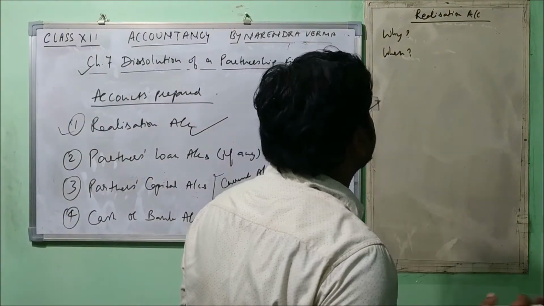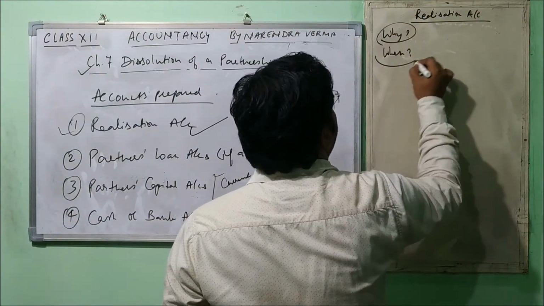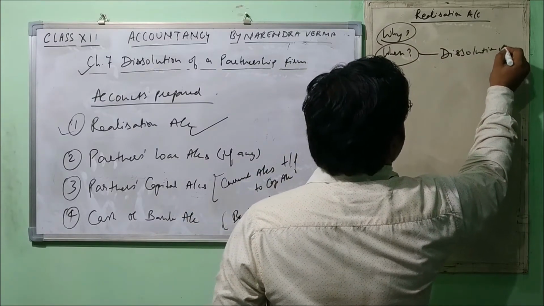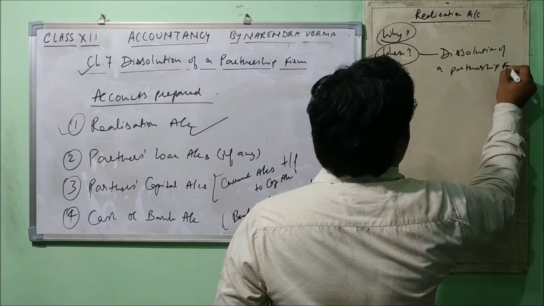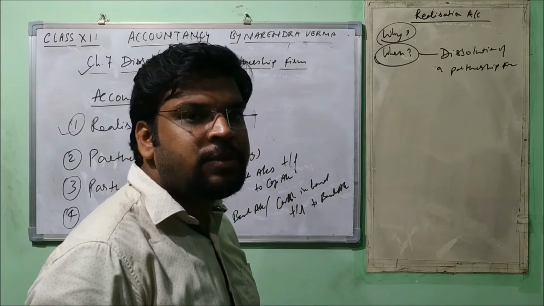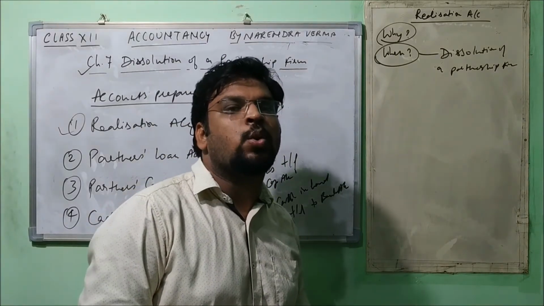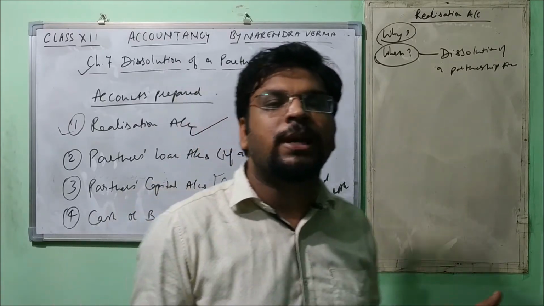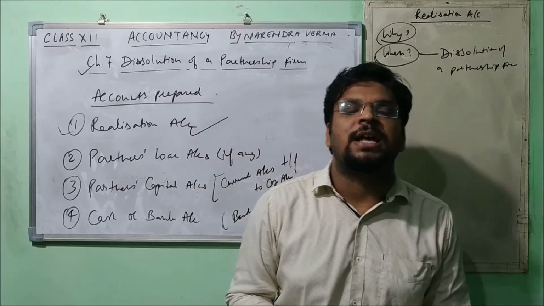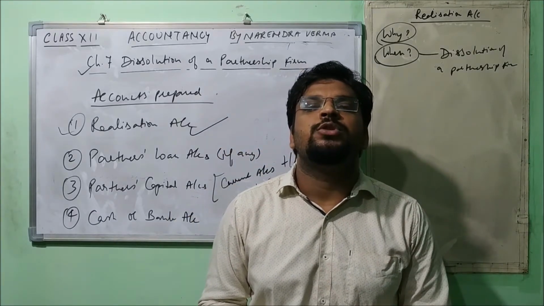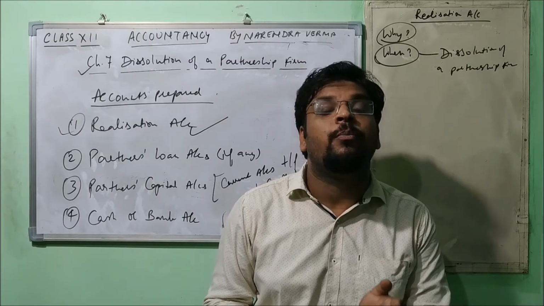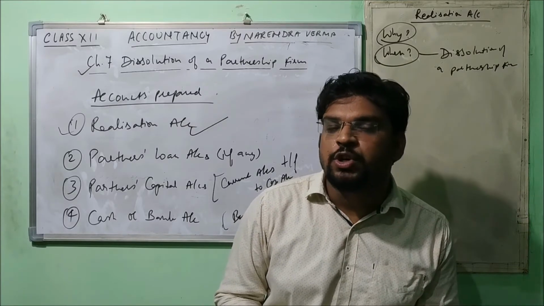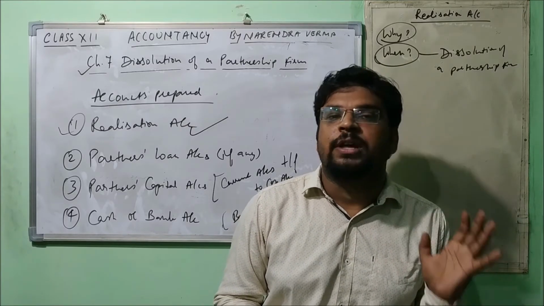So for realization account, there are two questions: why it is prepared and when it is prepared. The answer is that it is prepared only at the time of dissolution of a partnership firm. Understood? Okay. Sometimes a question may come in your examination: what is the difference between realization account and revaluation account? Then you can easily explain that realization account is prepared at the time of dissolution of a partnership firm, and revaluation account is prepared at the time of change in the partnership, not the firm, okay? At the time of change in profit sharing ratio, at the time of admission of a partner, at the time of retirement or death of a partner.